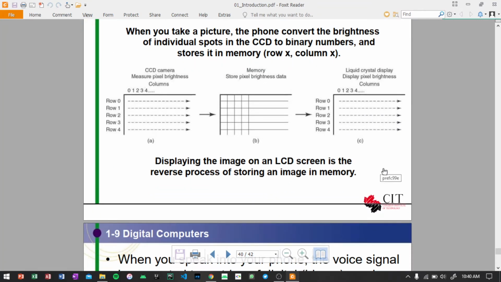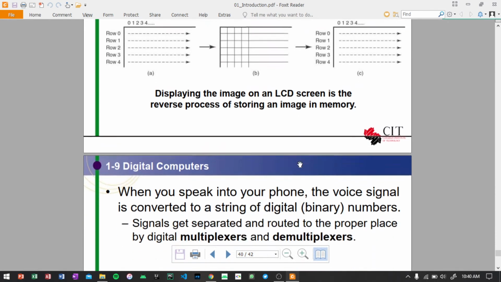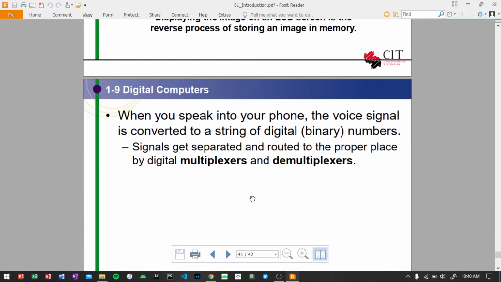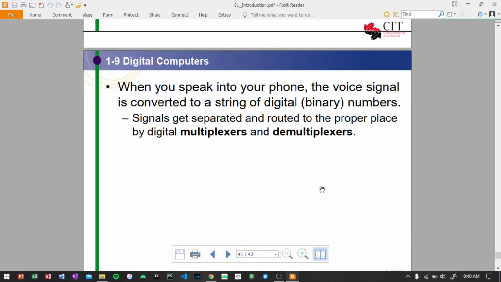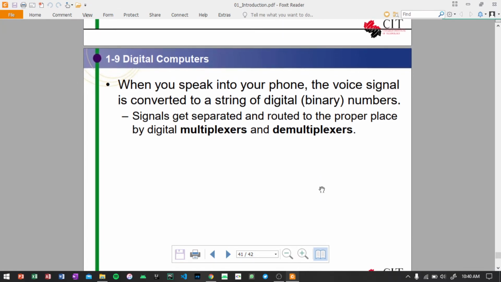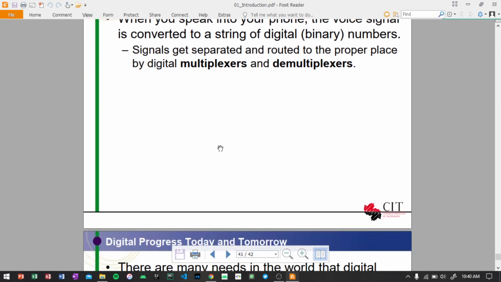Displaying the image on the LCD screen is the reverse process of storing the image in memory. When we speak in the phone, the voice signal is converted to a string of digital binary numbers, and signals get separated and routed to the proper place by digital multiplexers and demultiplexers.